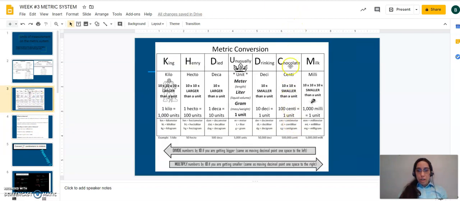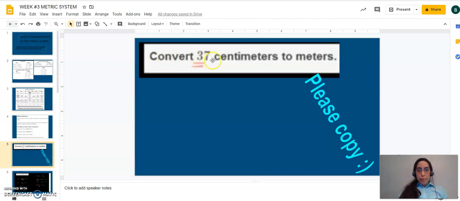So centimeters to meters. We have chocolate. We have to start in chocolate. And then meters are in usually. So that means the arrow is pointing to the left. So we're going to divide. Or we're going to move the decimal point to the left. So if we have 37 centimeters, we know that our point goes at the end of 37 because it's a whole number and it's the same thing as 37.00.